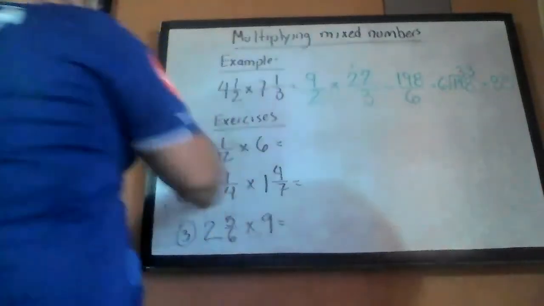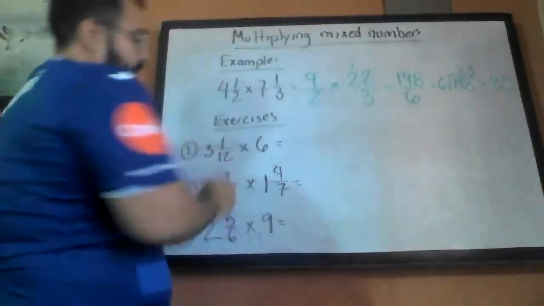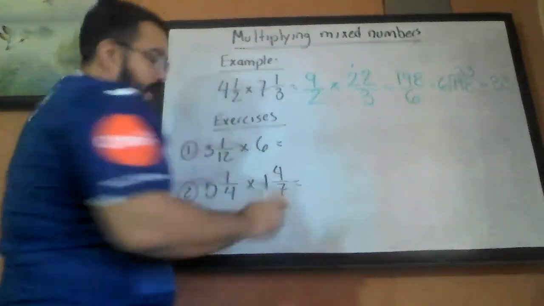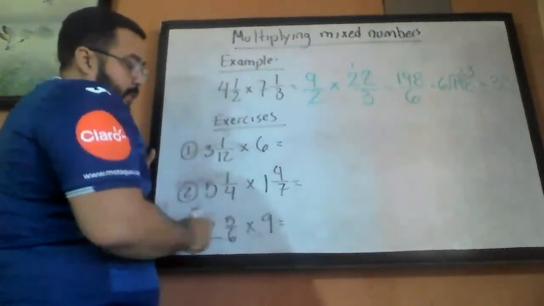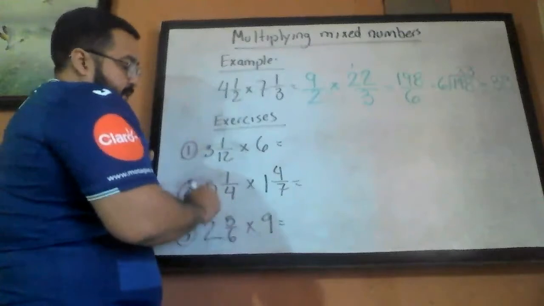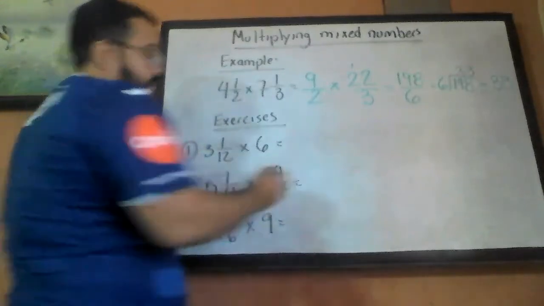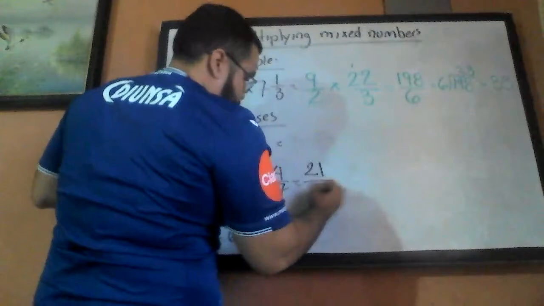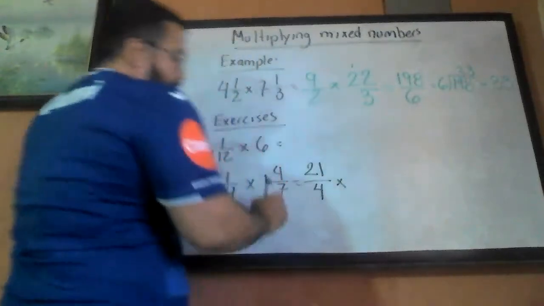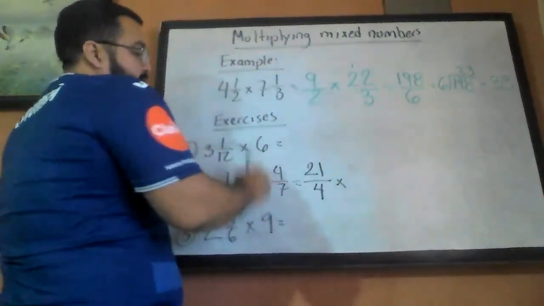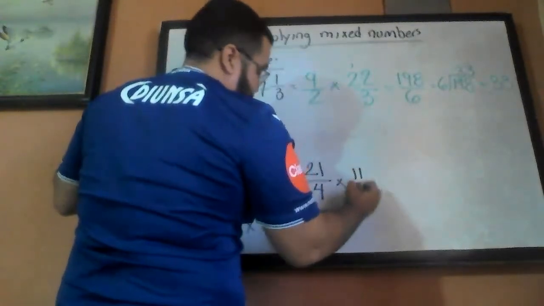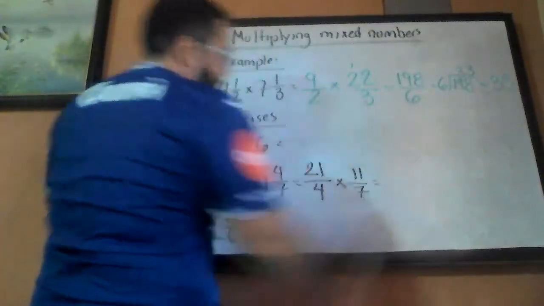Let me do exercise number 2. 5 1/4 times 1 4/7. Again, let's convert this to improper fractions. 4 times 5, 20. 20 plus 1, 21. 21 over 4. 1 times 7, 7. 7 plus 4 is 11, and write 7 here.